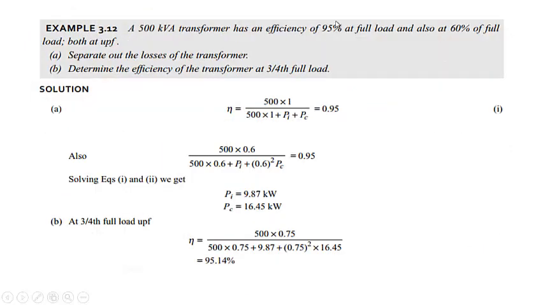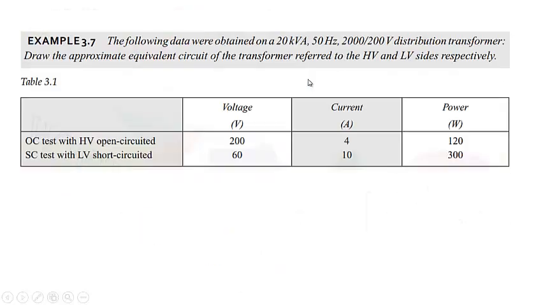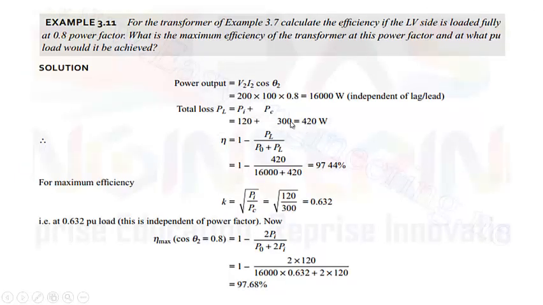So low voltage side fully loaded means we have a 200 volt rated voltage, and what will be the rated current on the low voltage side? It is 20 kV divided by 2000, that is 100 amperes. So the power output will be equal to V2 I2 cos theta. The output power is given in the question, so the power output will be 16,000 watt, for lagging power factor only. That will definitely be the case.